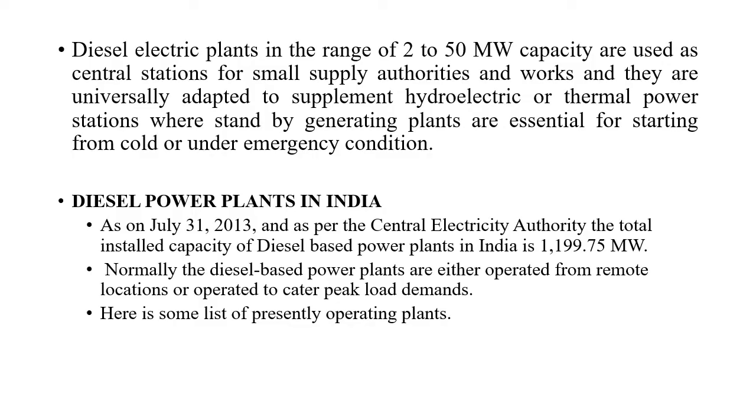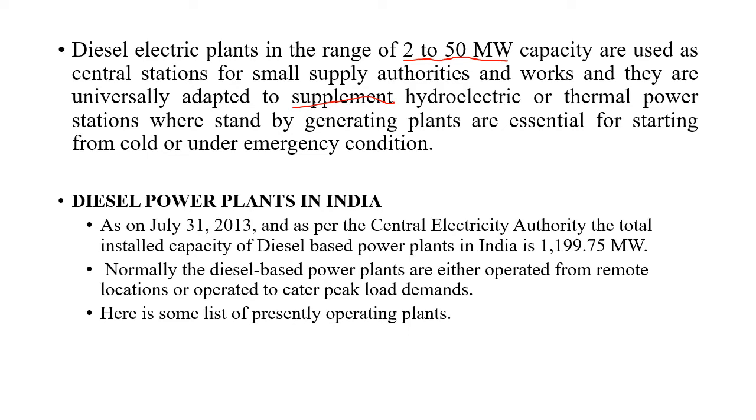Diesel engine plants are more popularly used plants among the internal combustion engine power plants. Diesel engine power plants are suitable for small and medium power outputs. The power output of diesel engine power plant varies from 2 to 50 megawatt capacity, and they are universally adapted to supplement hydroelectric. They are used as supplement for hydroelectric and thermal power stations, where standby generating plants are essential for starting from cold or under emergency conditions.